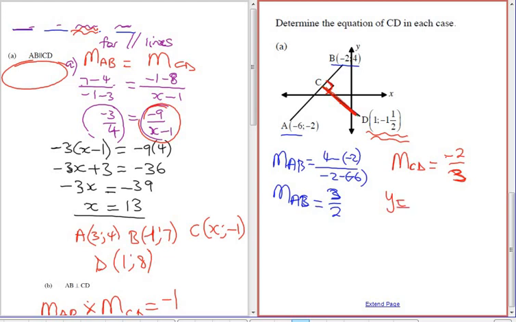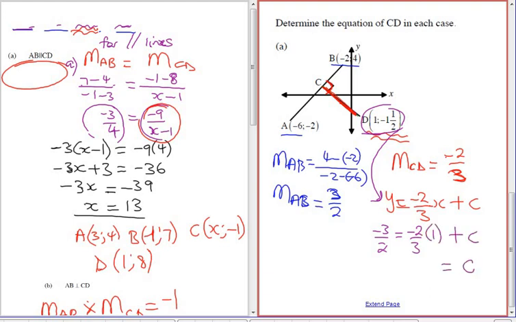So substituting into the equation of a straight line, I'm not going to waste your time. So let's substitute these coordinates D into this equation. So I'm saying -1.5, that's -3 over 2 right there. And our x happens to be 1. So let's go ahead and find the C value at this point.